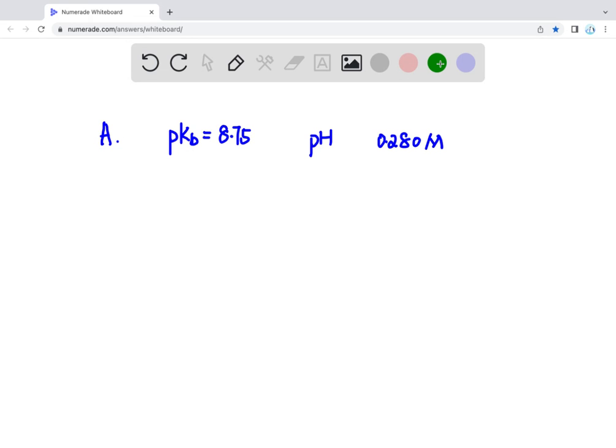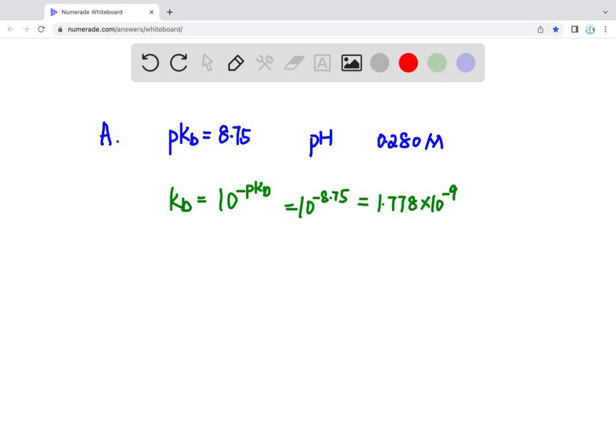So first, what we can calculate is the Kb. That's equal to 10 to minus pKb. So that's 10 to minus 8.75. So in this case, that's equal to 1.778 times 10 to minus 9.